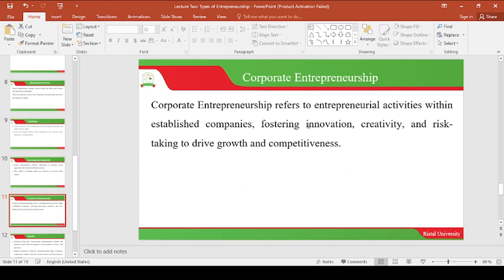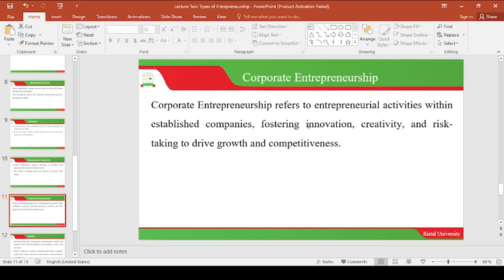Corporate entrepreneurship refers to entrepreneurial activities within established companies, fostering innovation, creativity, and risk-taking to drive growth and competitiveness. So when we talk of corporate entrepreneurship, in other words, we are meaning intrapreneurship, which is practicing the principle of entrepreneurship within an established organization. For example, we have MTN. People who work in MTN are very innovative and they are entrepreneurs. By doing that, they are practicing what we call corporate entrepreneurship.